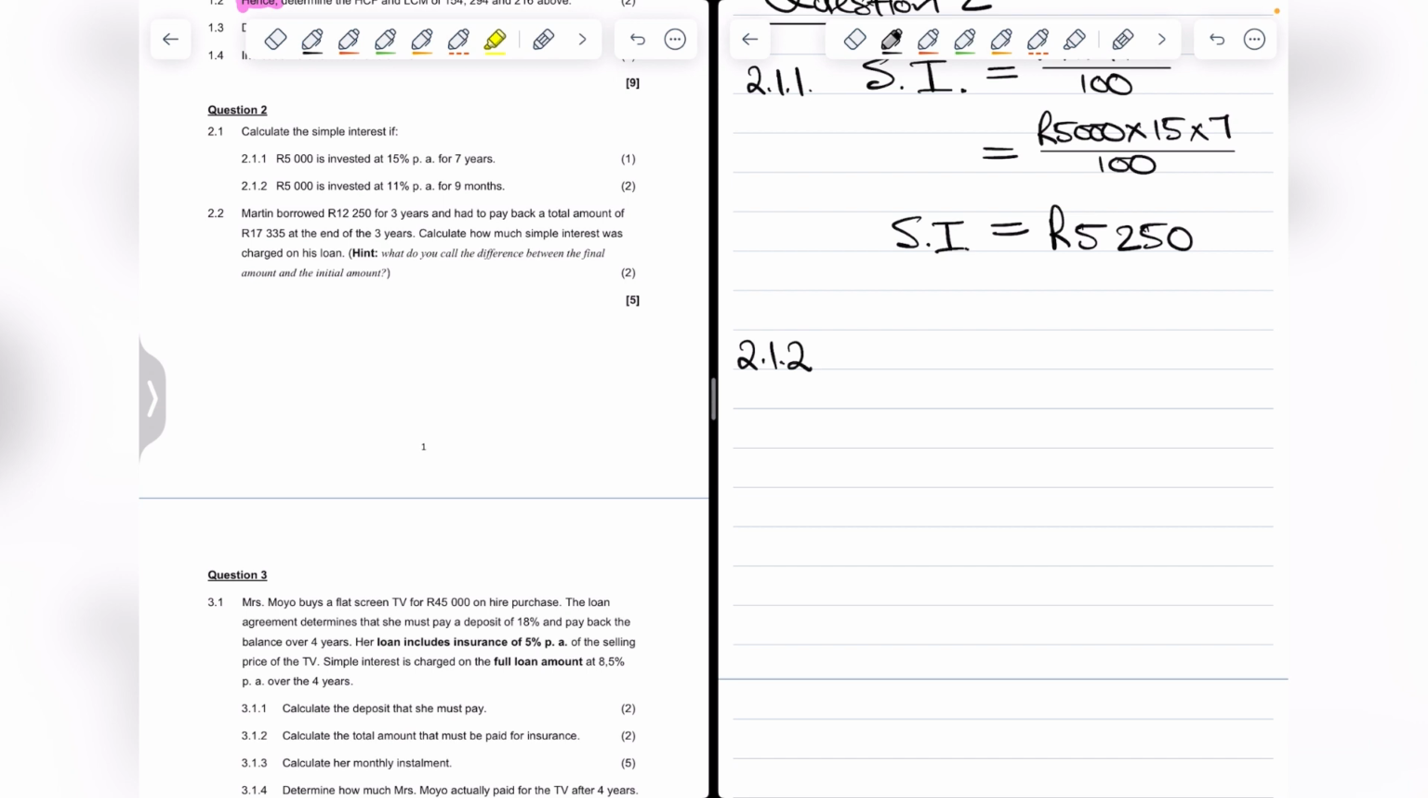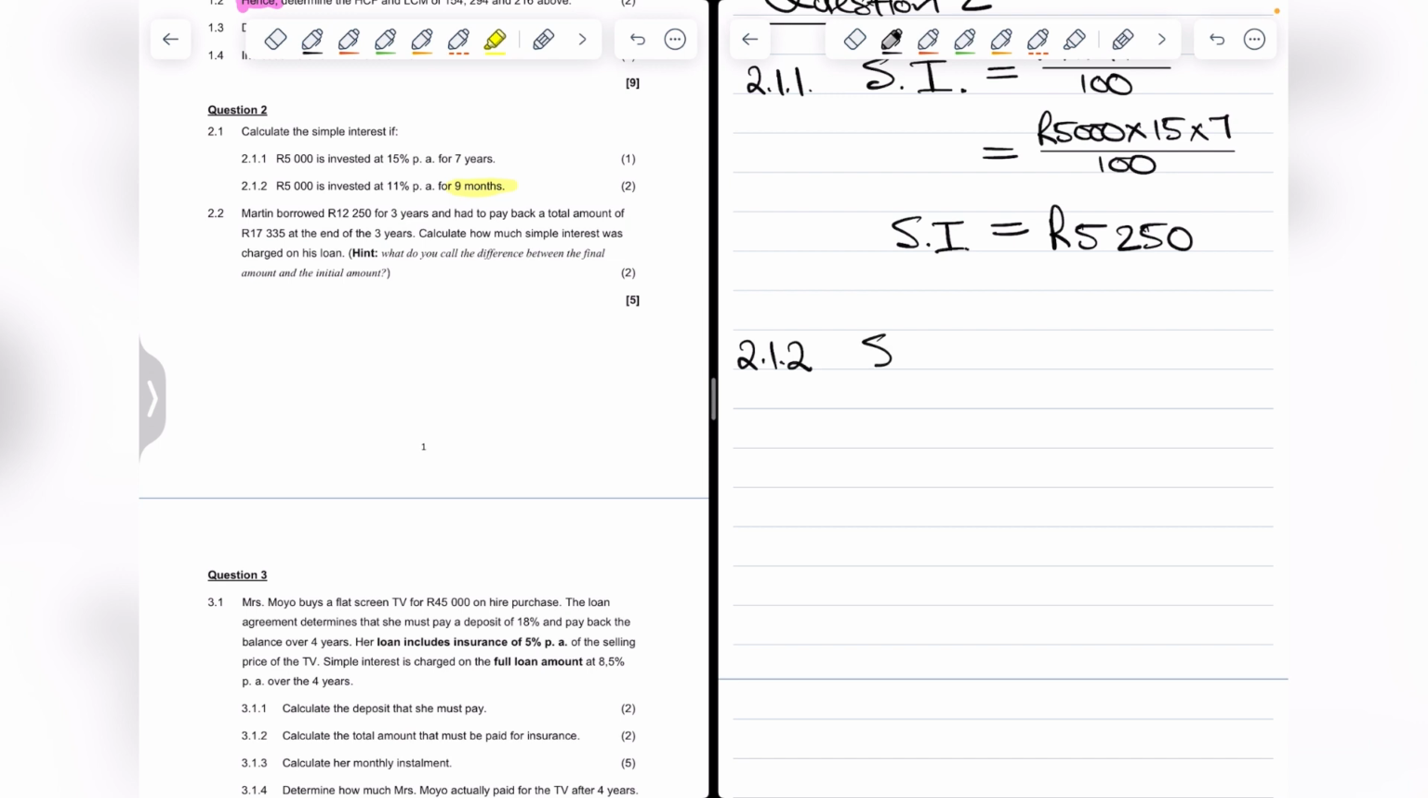2.1.2. So we are still calculating simple interest, and this one is slightly tricky. You'll notice there that we are dealing with 9 months, which is not a year yet. So remember, simple interest is calculated per annum. So the interest rate that they give you, the 11% or 15% or whatever percent, is calculated per year. So 9 months is not a year yet. So we need to convert 9 months into something that represents a year, or write 9 months in terms of a year. And we will of course see how that is done in a moment.